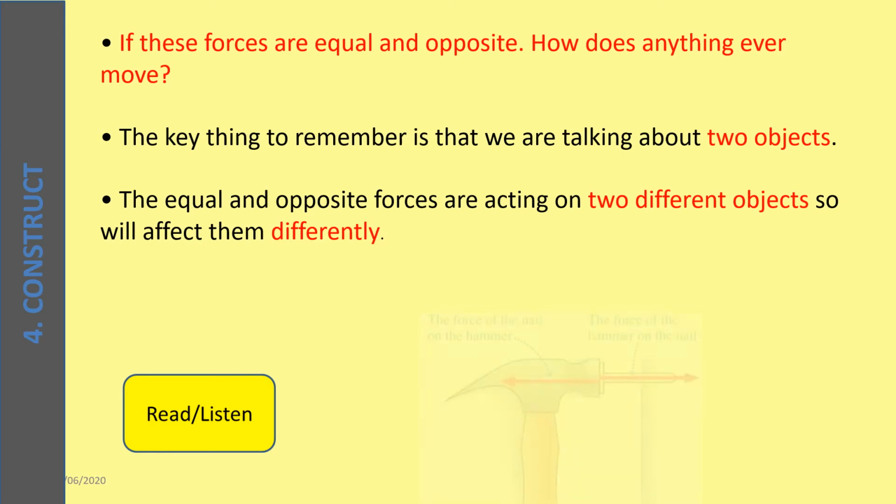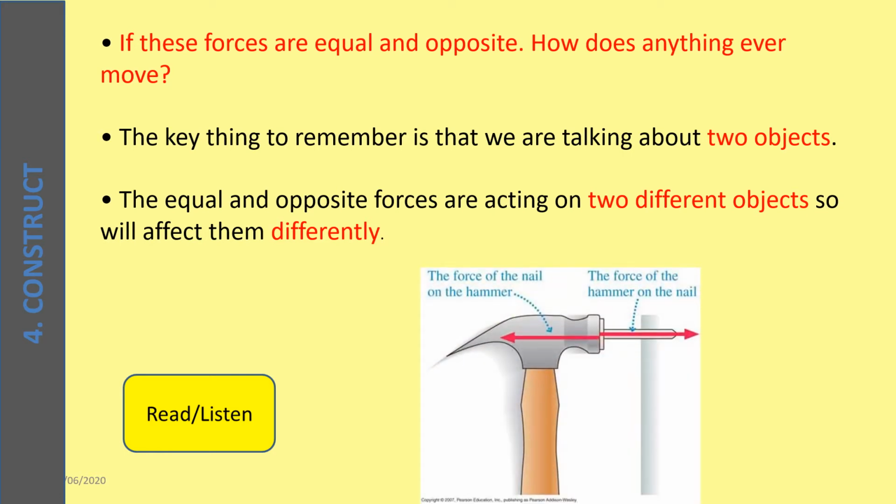And a good way to try and memorize this is to think about a hammer and a nail. Now, at the point where the hammer hits the nail, there will be the force of the nail on the hammer and the force of the hammer on the nail. They're equal and opposite forces. But because they're different objects, that force will affect them in different ways. They have different masses, different shapes, etc. The key thing to remember is that you're talking about two different objects.